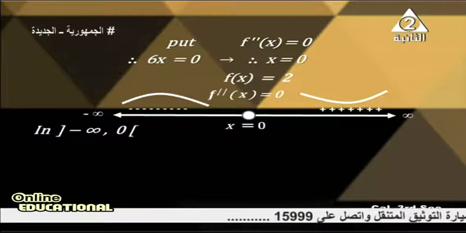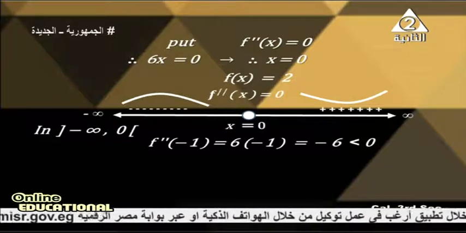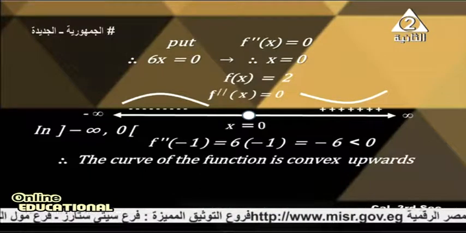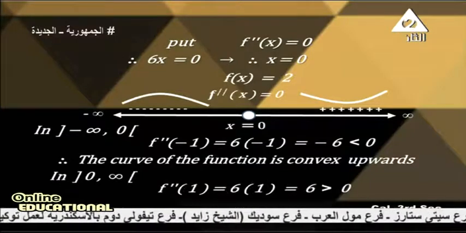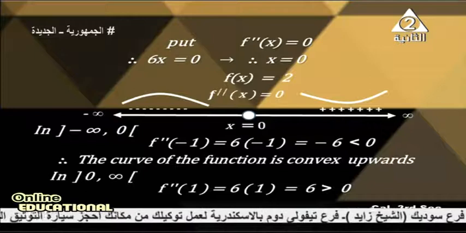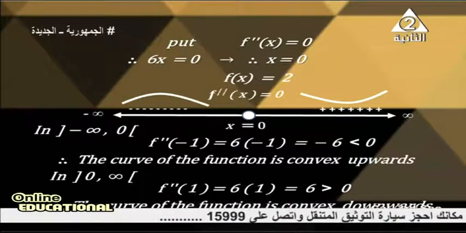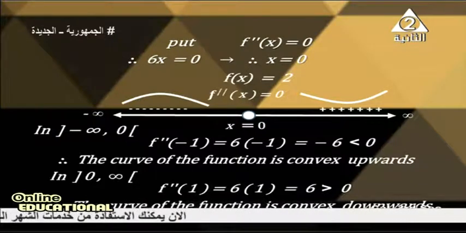In the open interval negative infinity and 0, the second derivative f double dash negative 1 equals 6 multiply negative 1, which equals negative 6. Negative 6 is a negative value. Then the curve of the function is convex upwards. And in the open interval 0 and infinity, f double dash 1 equals 6 times 1 equals 6. 6 is a positive value, then the curve of the function is convex downwards in this interval.